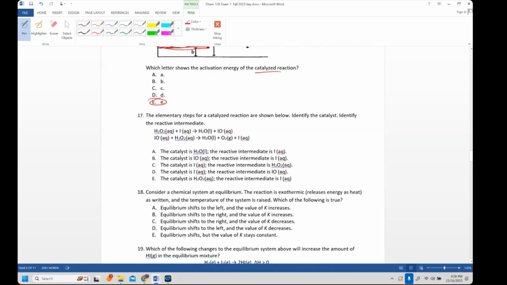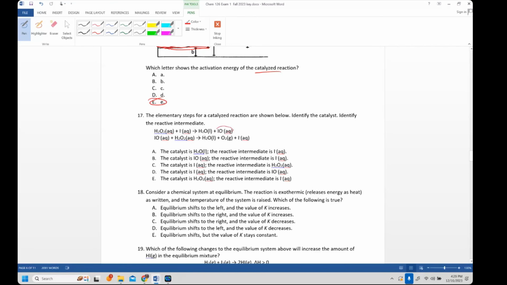All right, next. The elementary step for the catalyzed reaction is shown below. Identify the catalyst and identify the reactive intermediate. So the difference between an intermediate and a catalyst, they might both cancel out, but a catalyst is present, sorry, not necessarily in the beginning. It's present in the end because it is not consumed in the reaction. The intermediate is canceled out in the middle, and it is consumed in the reaction. That's the only difference.